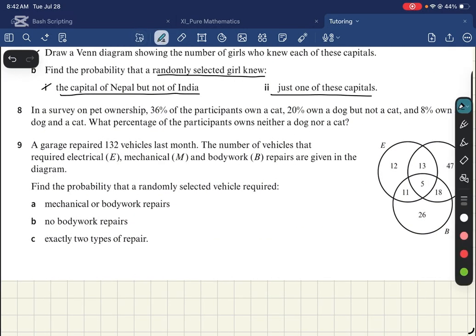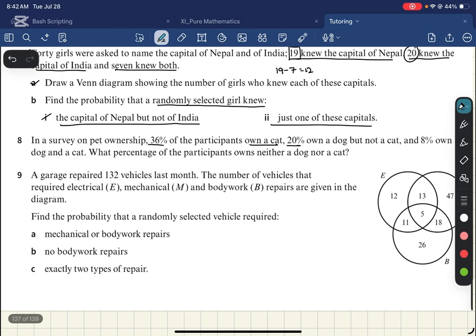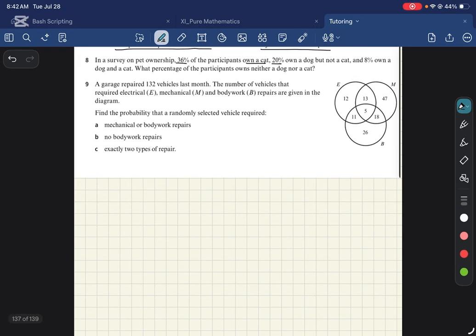It says, in a survey on pet ownership, 36% of the participants own a cat, 20% own a dog but not a cat, and 8% own a cat and a dog. If you get a question like this, it's easier if you draw a Venn diagram again.